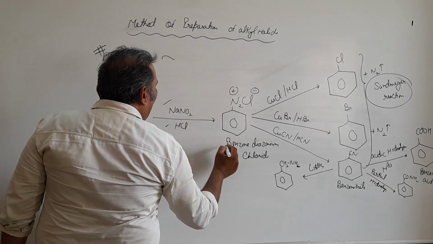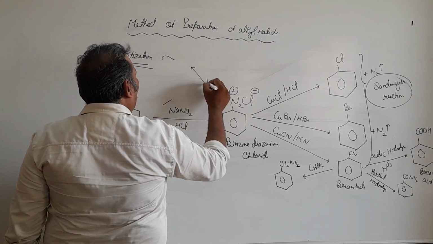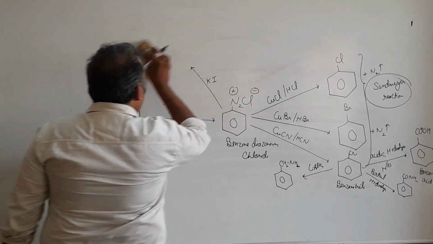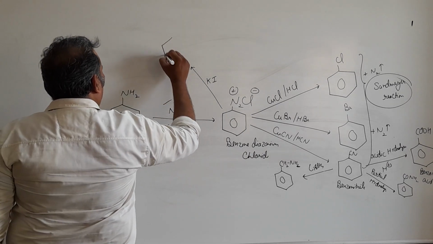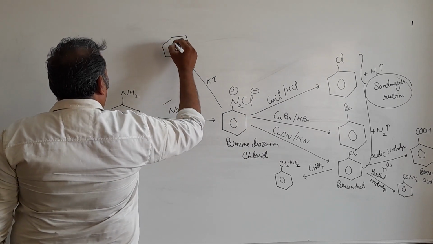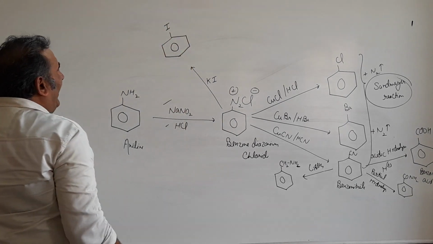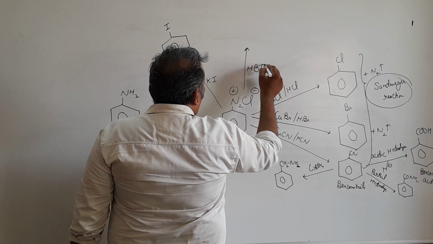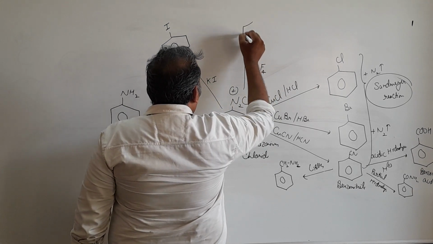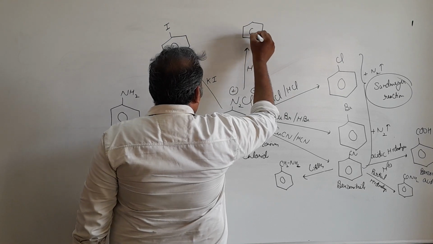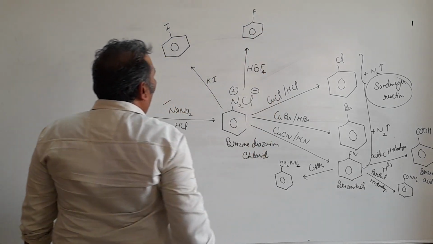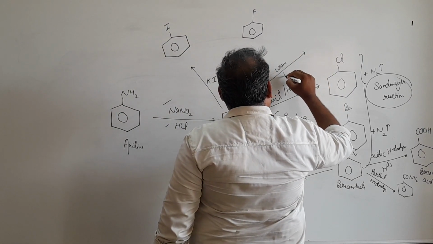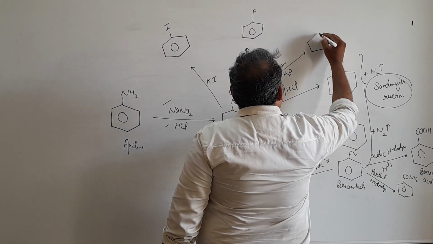Now, if we react benzene diazonium chloride with KI, potassium iodide, then we will get iodobenzene. If we react benzene diazonium chloride with HBF4, then we will get fluorobenzene. If we react it with warm water, then we will get phenol.